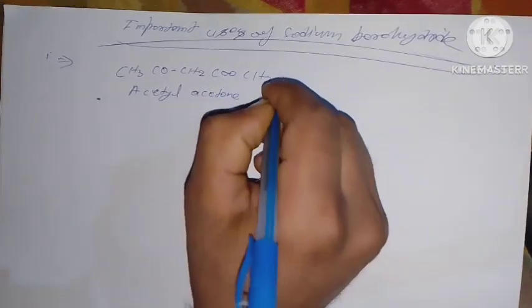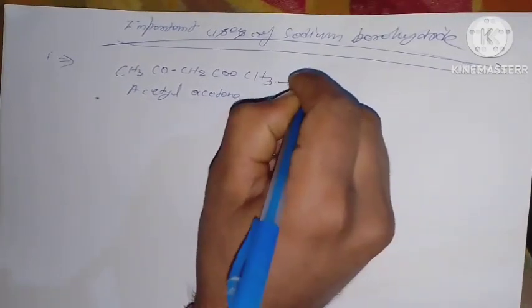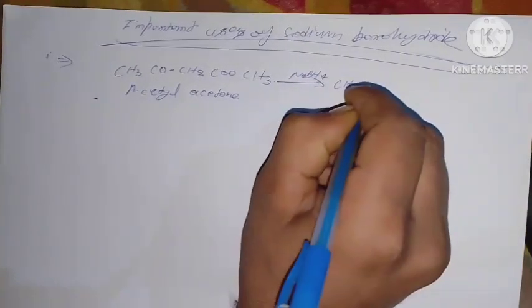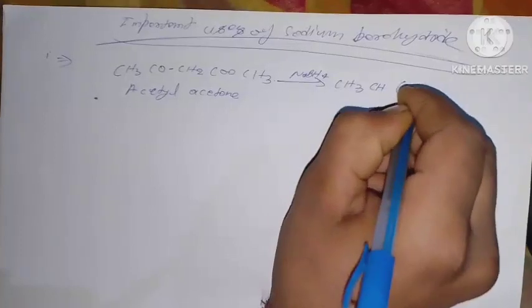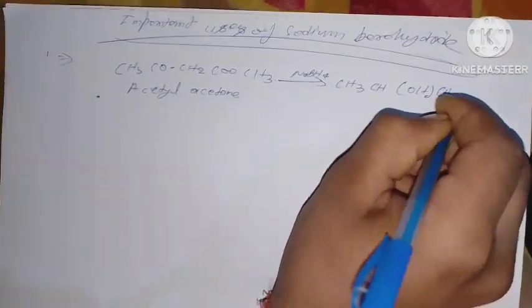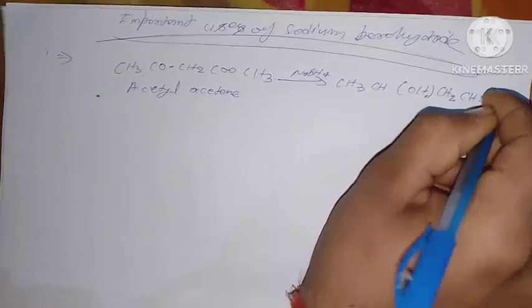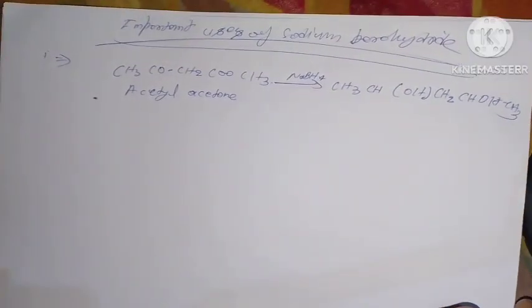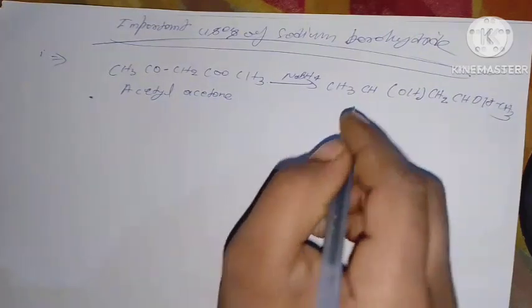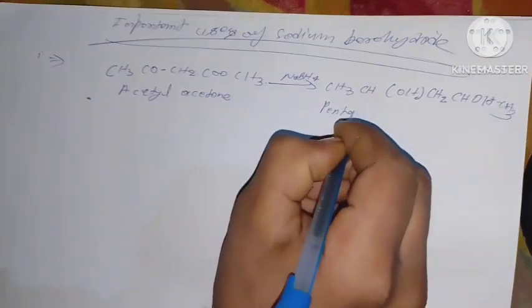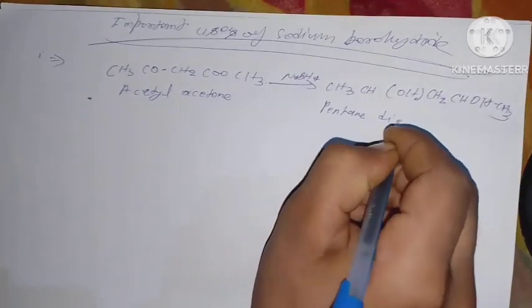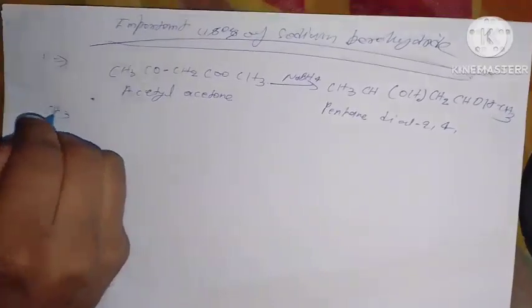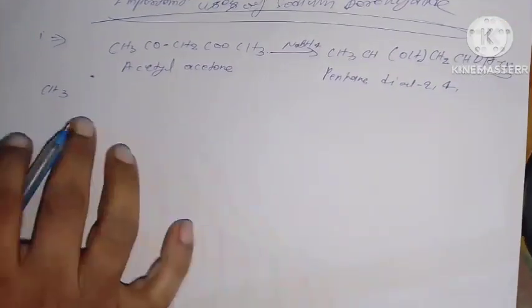Acetyl acetone with NaBH4 gives CH3CHOHCH2CHOHCH3. This is pentane-2,4-diol. Okay, and CH3 CH double bond CH single bond CHO.